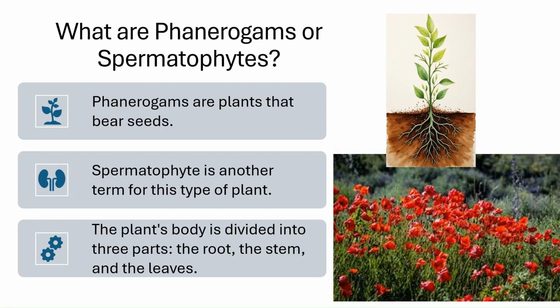What are phanerogams or spermatophytes? Phanerogams are plants that bear seeds. Spermatophyte is another term for this type of plant. The plant's body is divided into three parts: the root, the stem, and the leaves.